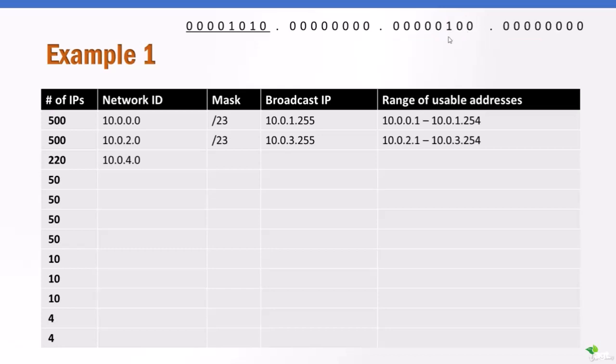Network ID for the third subnet is obviously going to be 10.0.4.0, and this is what that looks like in binary format. This time we're going to use 8 bits for the host portion because 2 to the power of 8 is 256, and that's enough to fit the 220 hosts from our requirement. 32 minus 8 is 24, so that's our new mask, /24. And we're going to switch the 8 host bits into ones in order to get our broadcast IP address. So since the first 3 octets haven't changed, that's going to be 10.0.4.255.